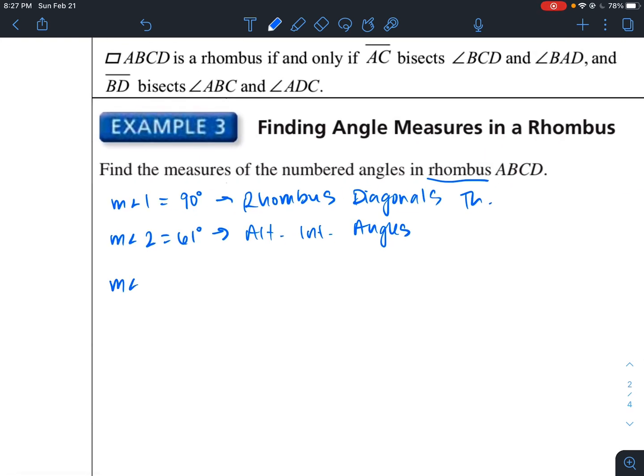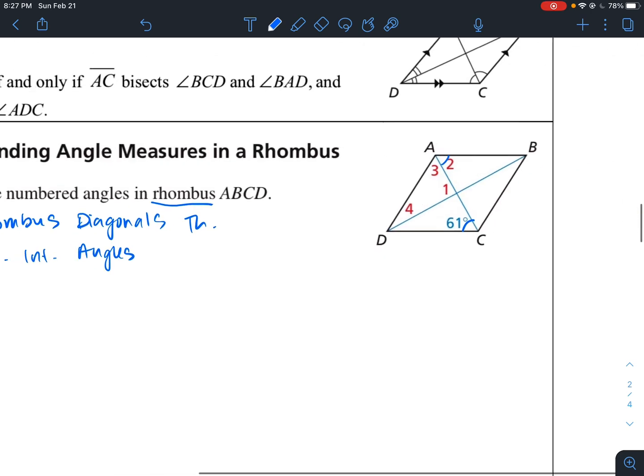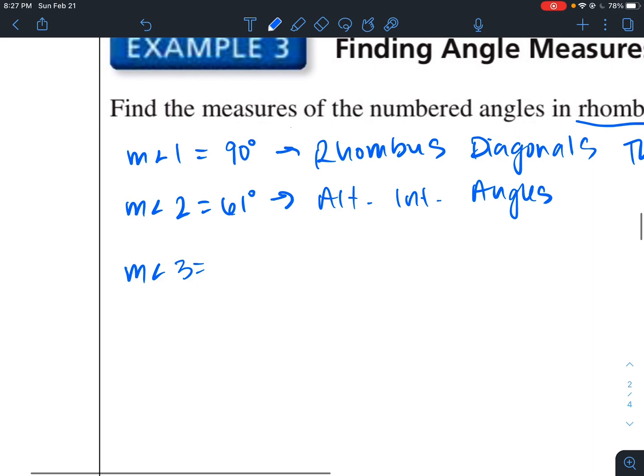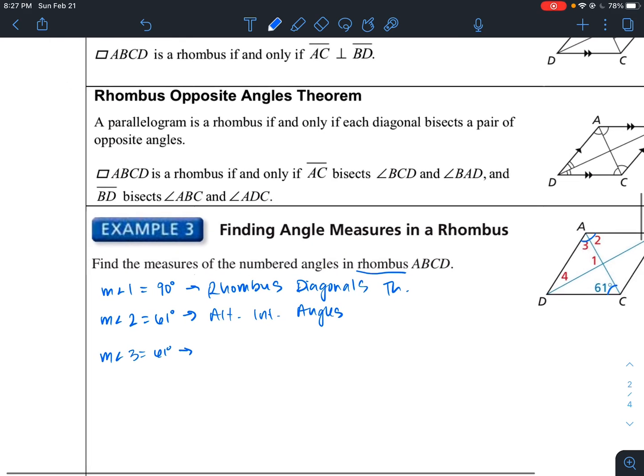Measure of angle 3. Now, since this is a rhombus, the diagonals bisect these angles. So if they're bisected, that means angle 2 and angle 3 are congruent. So angle 3 is also 61 degrees, and we know that from the rhombus opposite angles theorem.